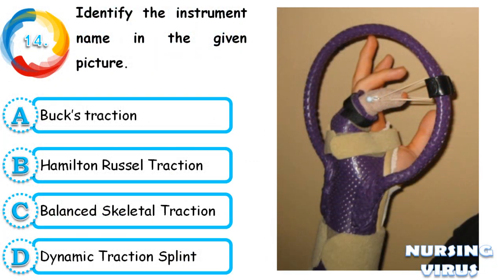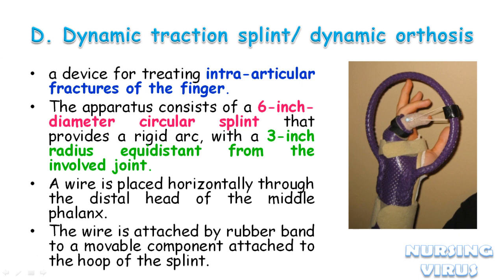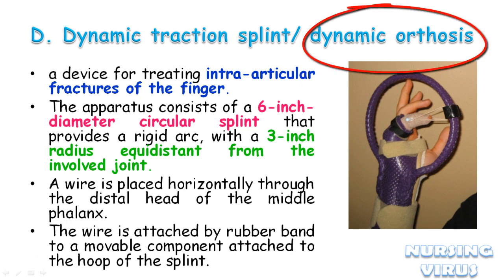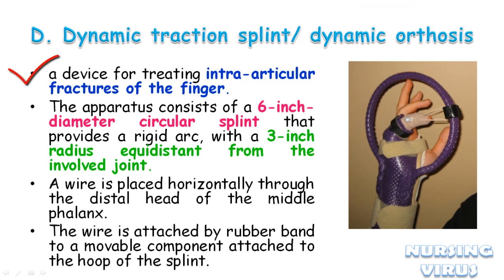And the 14th one, identify the instrument name in the given picture. That is Buck's traction, Hamilton, Russell traction, balanced skeletal traction, and dynamic traction splint. The correct option is dynamic traction splint. This instrument is also known as dynamic orthosis. This device is commonly used to treat intra-articular fractures of the fingers. This apparatus consists of a 6-inch diameter circular splint. This is a completely circular splint, you can see it on the image.